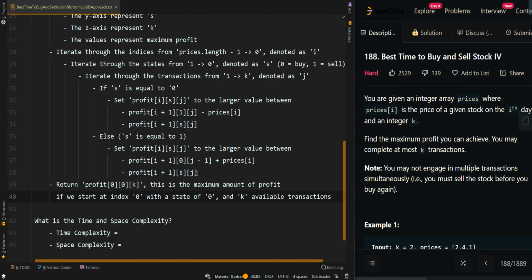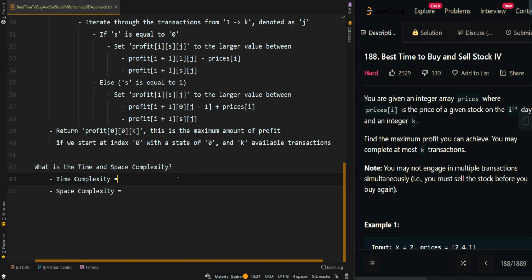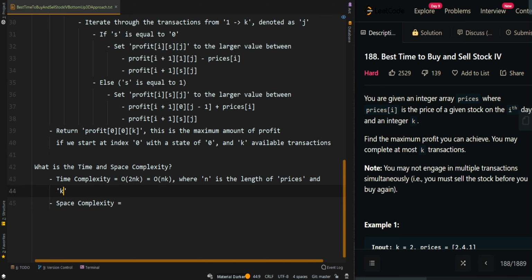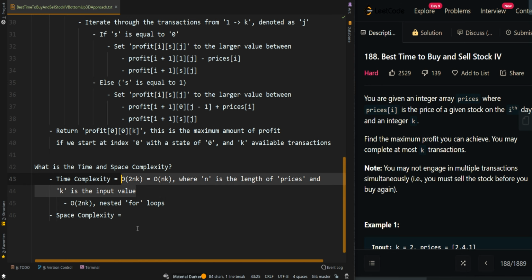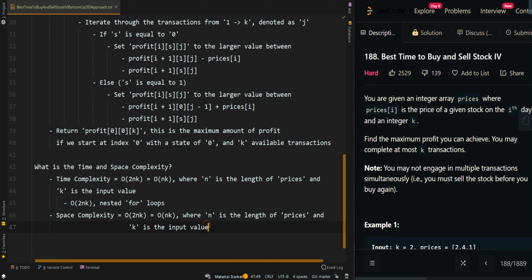Now let's go over the time and space complexity. For the time complexity, we get 2 times n times k, so it's just equal to O(nk), where n is the length of the prices and k is the input value. This is because of our nested for loops. And our space complexity is also the same. This is because of our profit matrix.